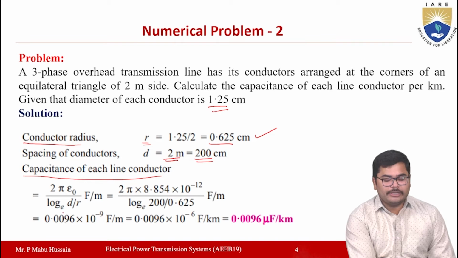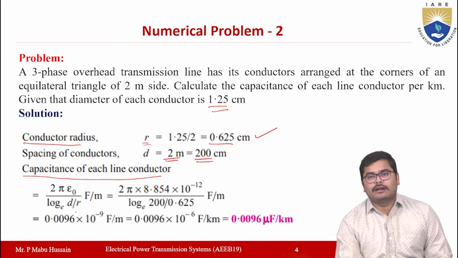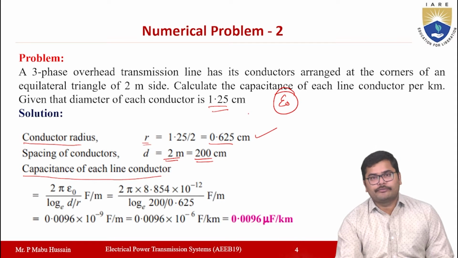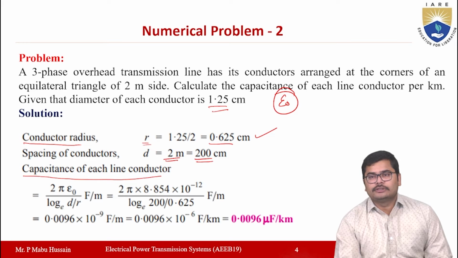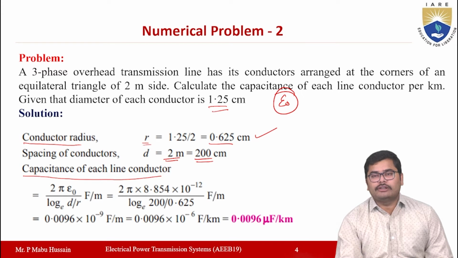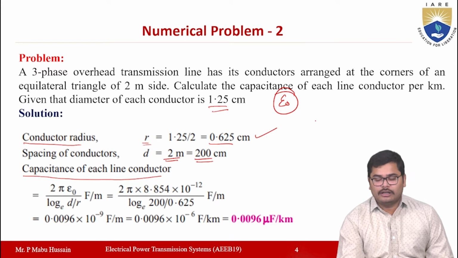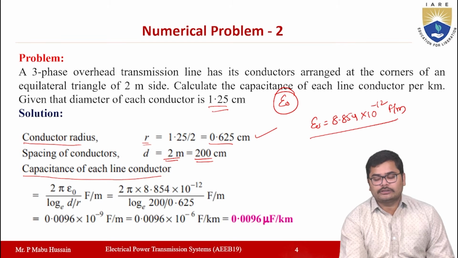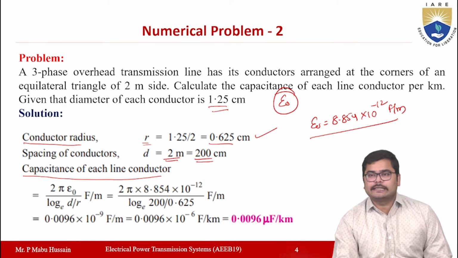The capacitance of each line, which is the per phase capacitance, is 2 pi epsilon naught by ln d by r. Here, the value of epsilon naught is not given. In the previous problem, the value of epsilon naught was given in the problem itself. But you have to remember that epsilon naught is always a constant, equal to 8.854 into 10 to the power of minus 12 farads per meter. This value may not always be given in the problem, so you have to remember it.